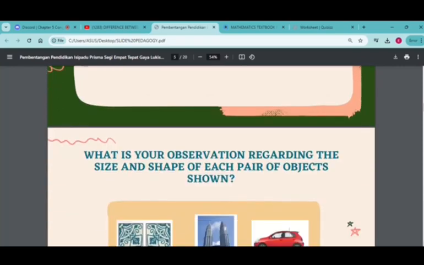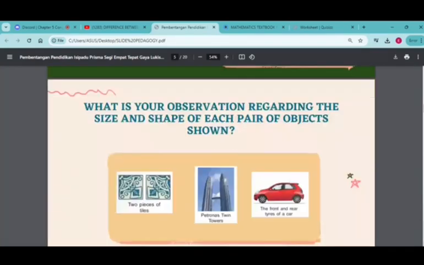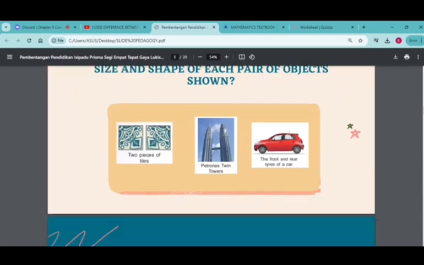Next, what is your observation regarding the size and shape of each pair of objects? Nick, what do you see at the first example? The picture reflects. Okay. Another question. Another answer.